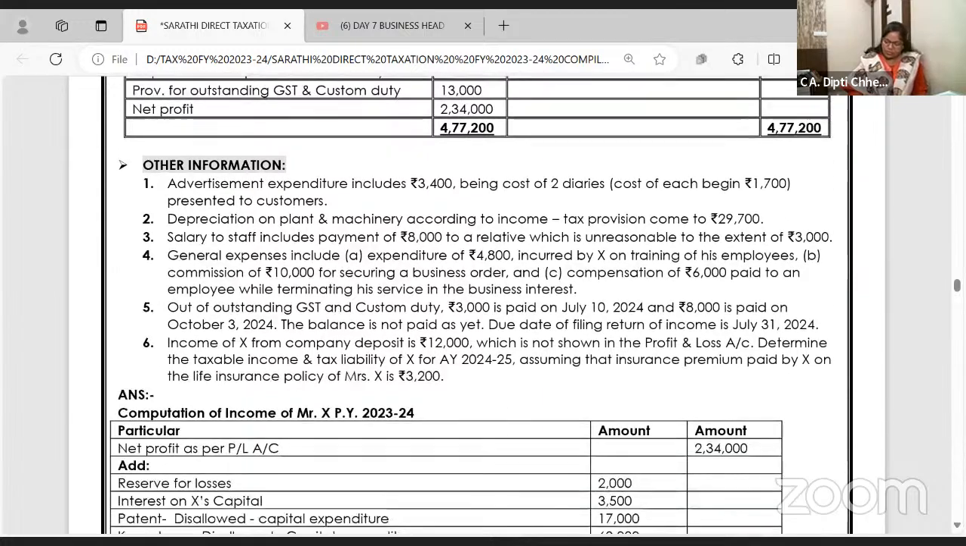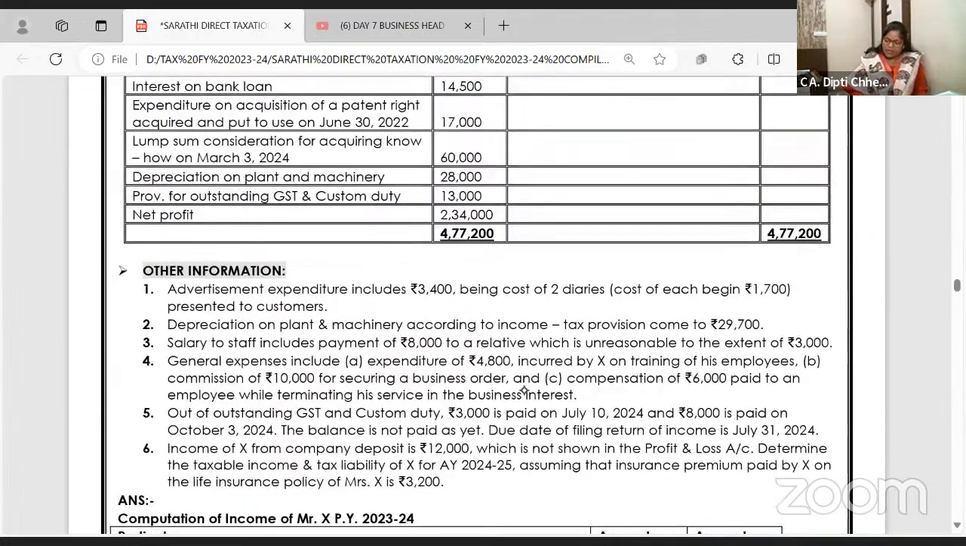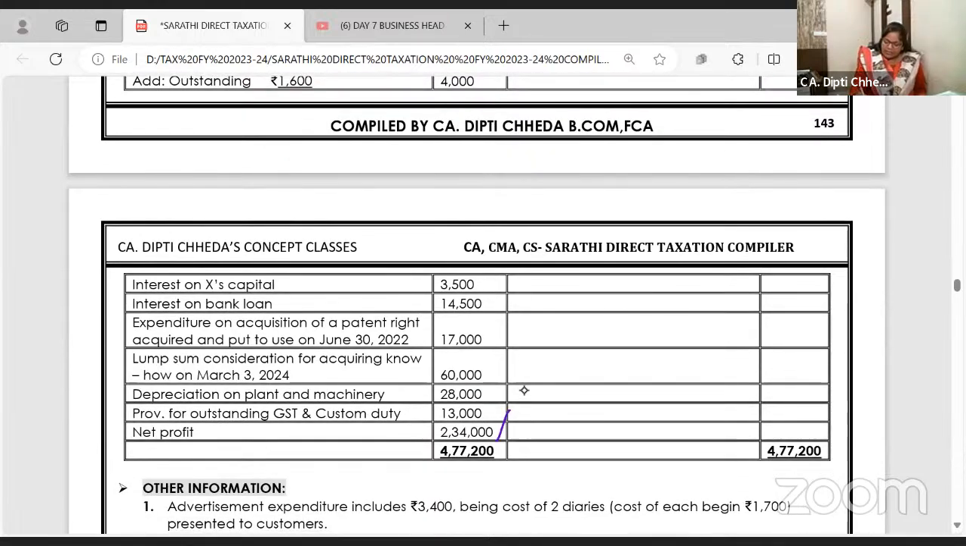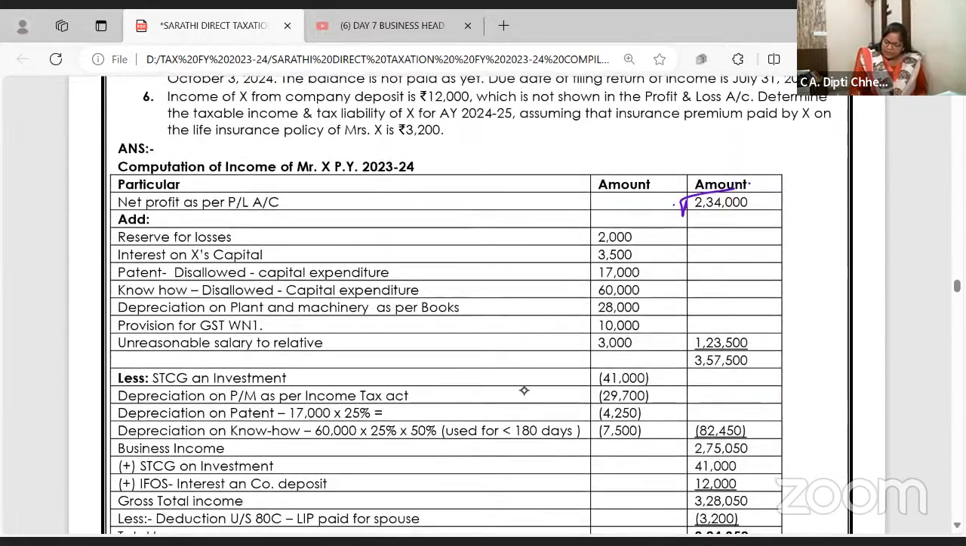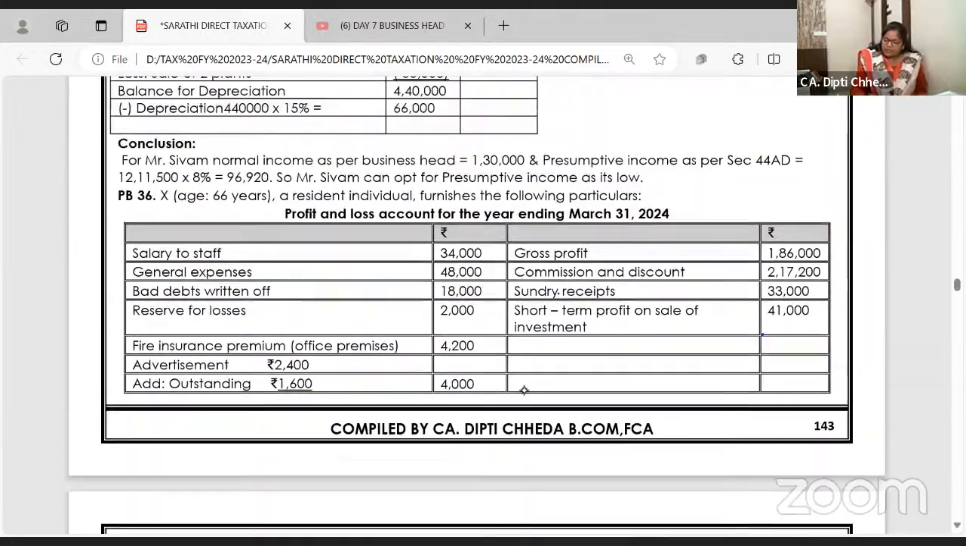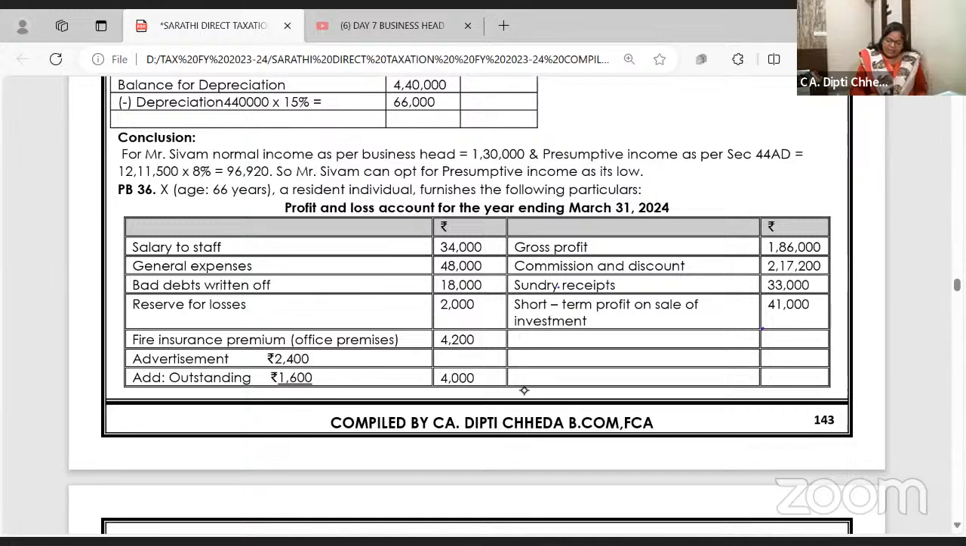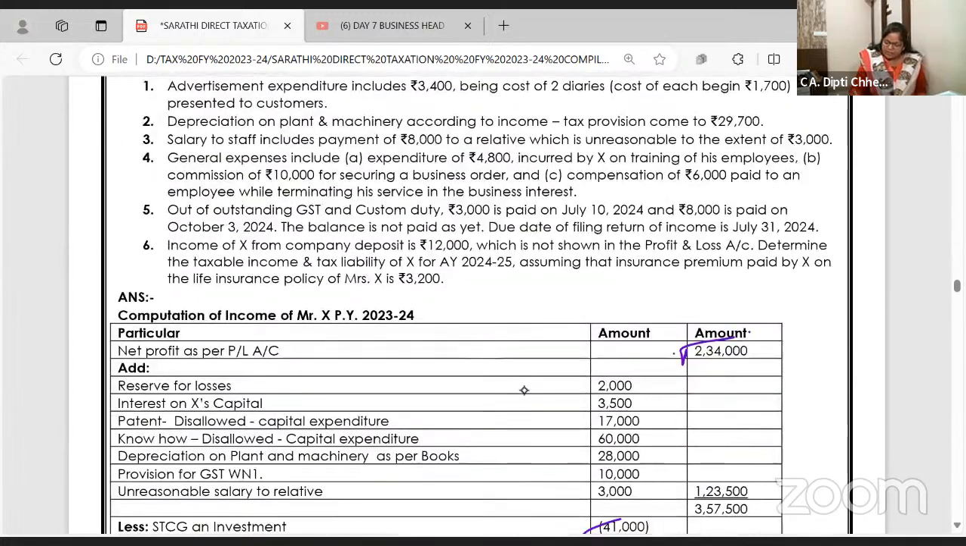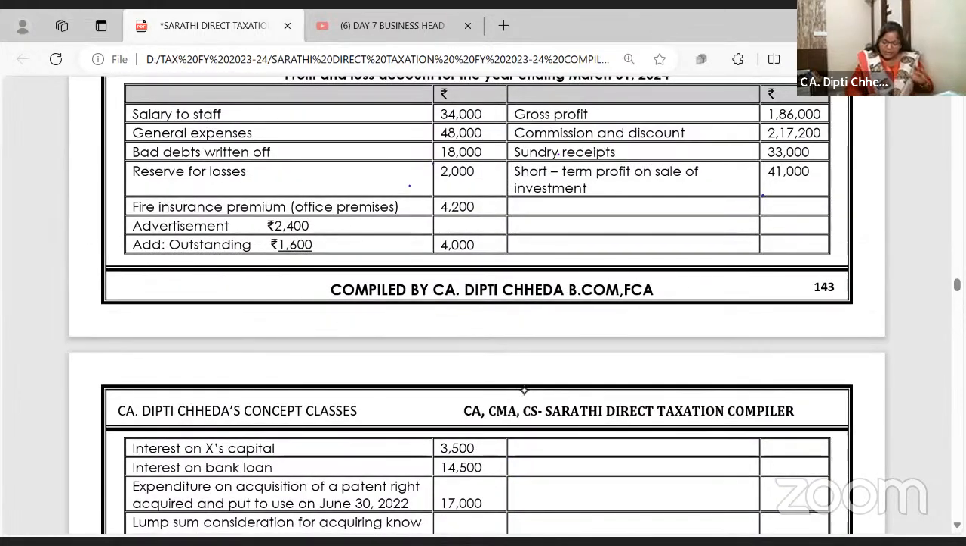Start with the net profit, 2,34,000. Okay. Now, outrightly credit side, whatever is credited and not related to business, remove it. So GP fine, commission fine, sundry receipts, short-term profit, 41,000 is having an impact on this and it is not required. So just remove it. 41,000. Add salary, general expenses, allowed bad debts, reserve for losses. You cannot claim reserve and losses as your expense. Add back, disallowed. Are you getting?